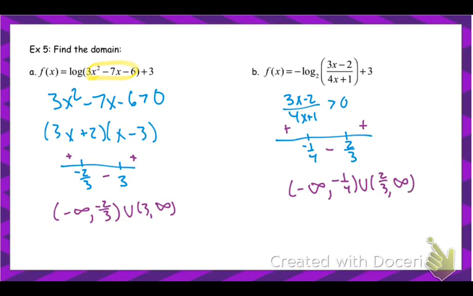And that's my domain. So again, you don't need to know what this graph looks like. We're not sketching these graphs, but we can determine the domain by just taking the argument and setting it greater than 0.